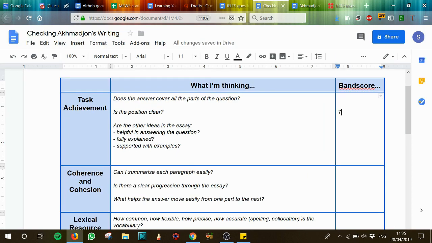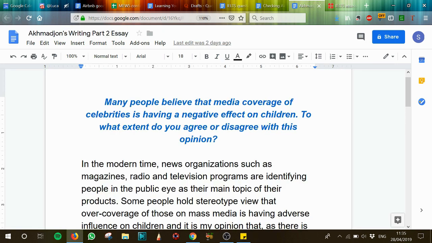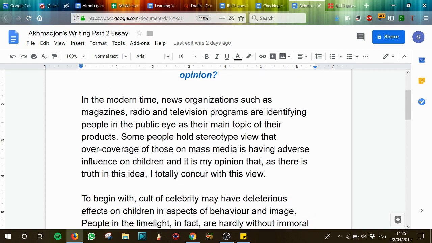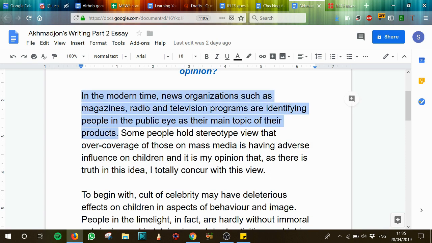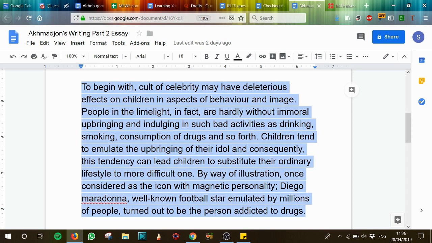Okay, let's have a look at my questions for what I'm thinking about coherence and cohesion when I'm reading Akmajon's essay. Firstly, I want to know, can I summarize each paragraph easily? And I think in Akmajon's essay, that is actually pretty easy to do. This first paragraph is very clearly an introduction because of this short sentence at the start. We've got this cult of celebrity and negative behaviors have a negative impact. That paragraph is very clear.